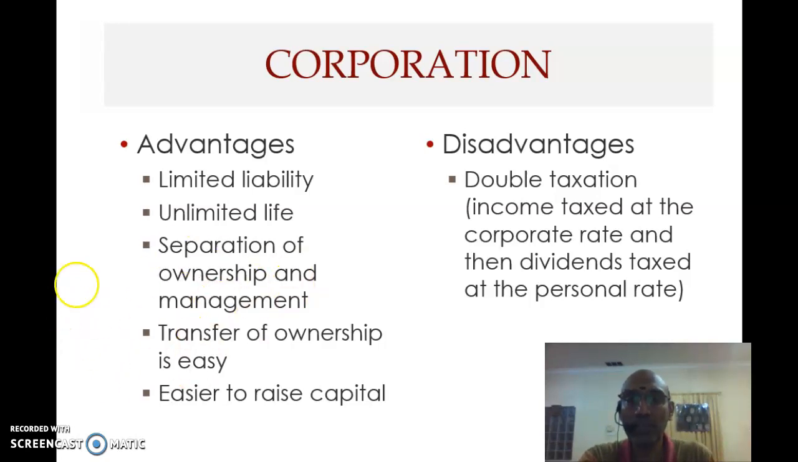Alright, then it's easy to transfer ownership in a corporation because you can sell your share of the company to anyone. So it's easy, not like sole proprietorship or partnership. And it's easier to raise capital. Then the disadvantages, there are two major ones. One is double taxation. Income is taxed at the company level, and then dividends are taxed at the personal, individual level. The other is that this separation of ownership and control can lead to agency conflict. We'll pick up on this agency conflict a bit later. So let's move on.